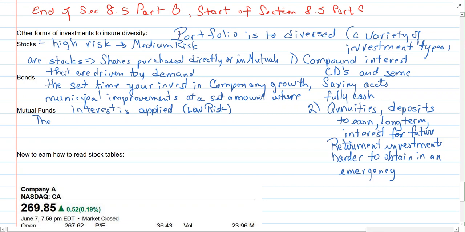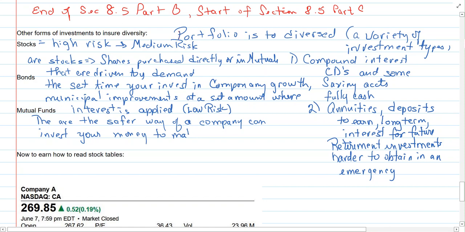Stocks and mutual funds are handled by stockbrokers, but mutual funds are the safer way of a stockbroker chain, or I don't know, it's a stockbroker, where a company can invest for money to make money and share the income investment.